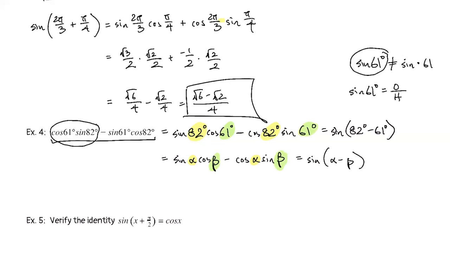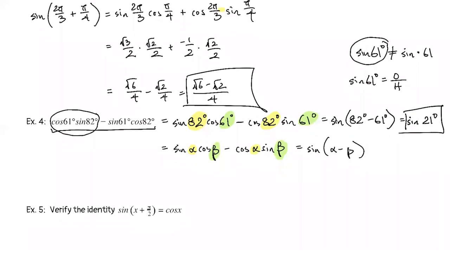And so this whole long thing, cosine 61 sine 82 minus sine 61 cosine 82, is just another way of writing sine of 21 degrees. Okay, cool. Yay, I'm glad you made that connection. Okay, so again, we're not typically going to look at this with numbers, but it does work with numbers. And so it's important that we see that it works with numbers, okay?